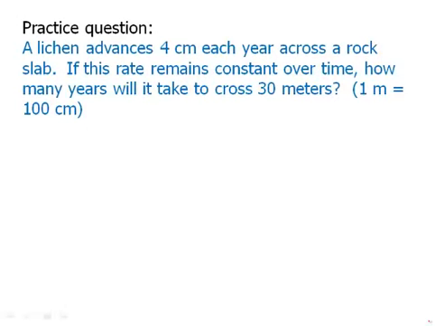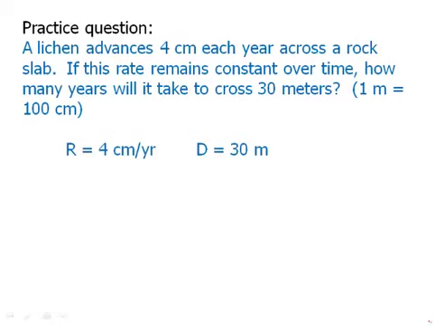So here's a question. Pause the video and then we'll talk about this. A lichen advances 4 centimeters each year across a rock slab. So 4 centimeters per year, that's the rate. If this rate remains constant over time, how many years will it take to cross 30 meters? So here we're looking for time. So we want to solve for time. Time equals distance over rate. But we have to take care of the inconsistent units because we have a speed involving centimeters, but a distance in meters. And of course, the question is nice enough to tell us that 1 meter equals 100 centimeters.